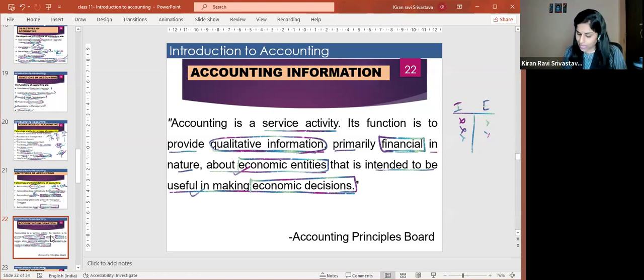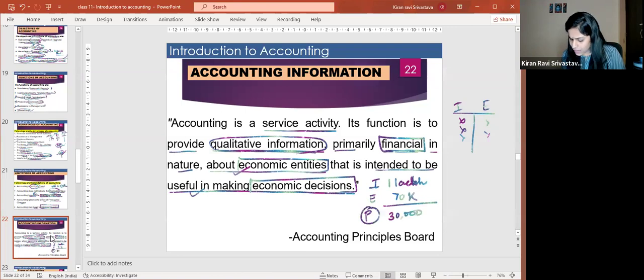So suppose I have earned an income of 1 lakh, and for that I have made an expense in the business of 70,000. That means my profit is 30,000. Until and unless I write the word profit here, this 30,000 is not going to make any sense for you. And this is what accounting explains.